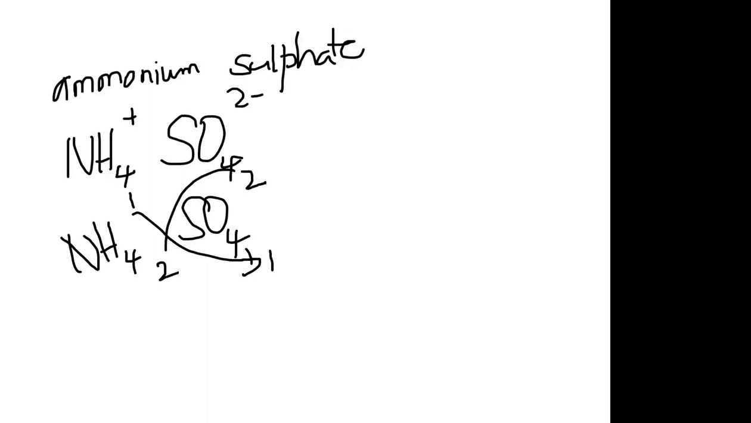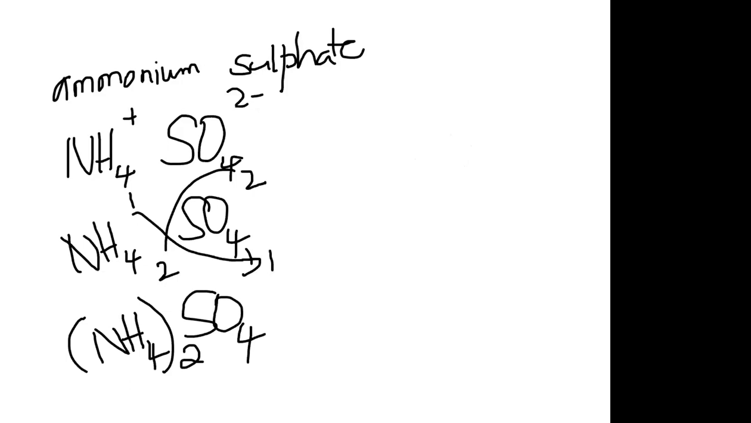So it's now 2 ammonium ion. I cannot write NH4 2. That means I have 42 hydrogen. That's not true. What do I do with the ammonium? So I'm going to bracket the ammonium. So the formula is NH4 at the bottom here, 2 ammonium, SO4. Is this clear? Yes, miss.